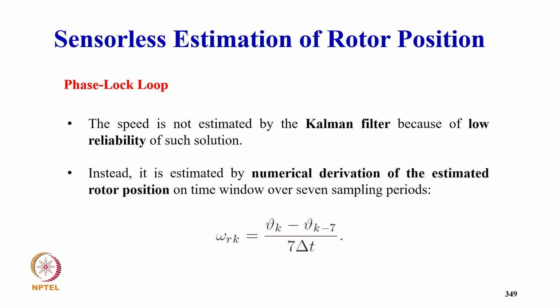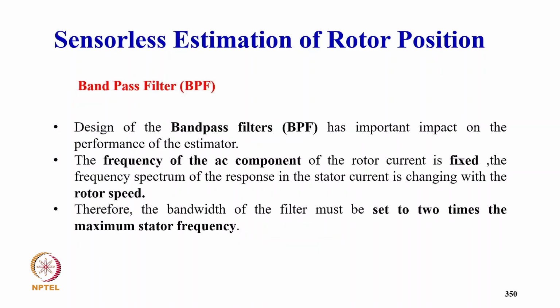And the speed is not estimated by the Kalman filter because of the low reliability of such a solution. Instead, it is estimated by numerical derivation of the estimated rotor position over a 7 sampling period window. So omega_r,k equal to (v_k minus v_k-7) divided by 7 delta t.